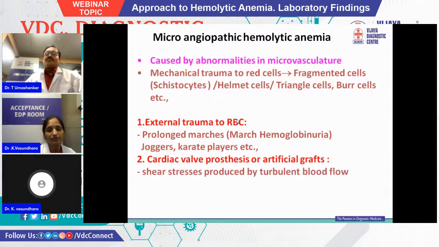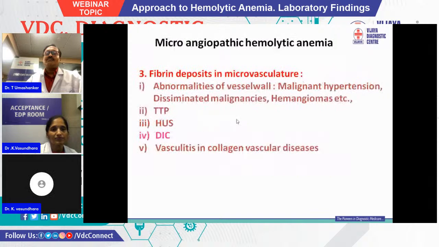Then when blood flows through these prosthetic valves or artificial grafts, the red cells are exposed to shear stress because of this turbulent blood flow. As a result, it causes the destruction of the RBCs, forming fragmented RBCs.